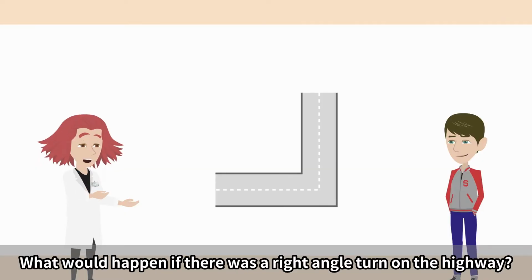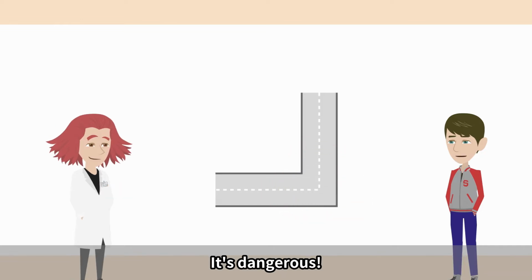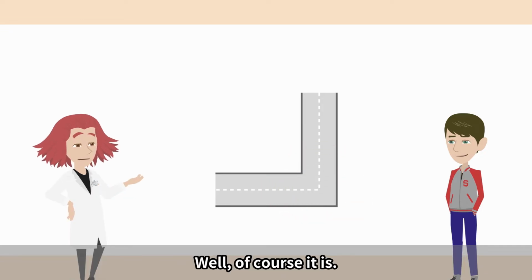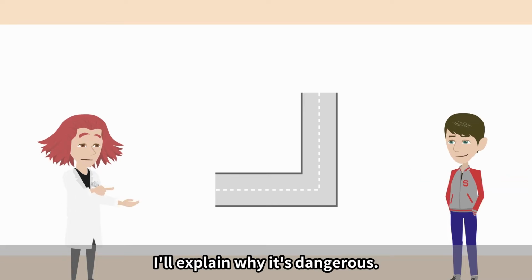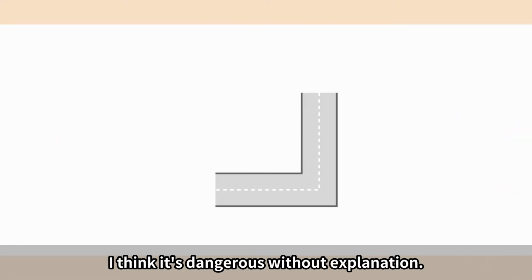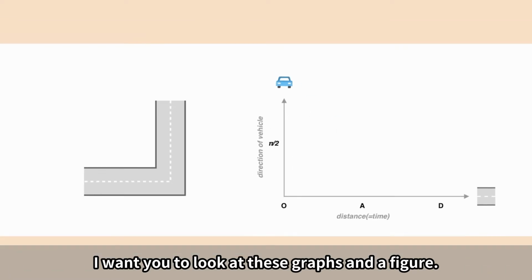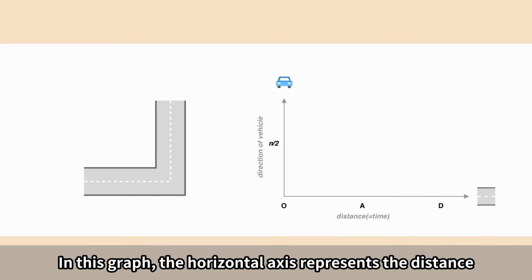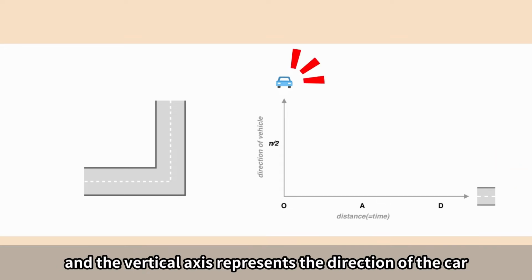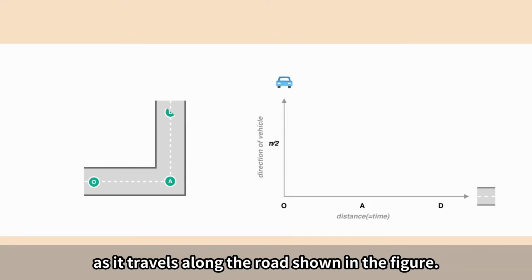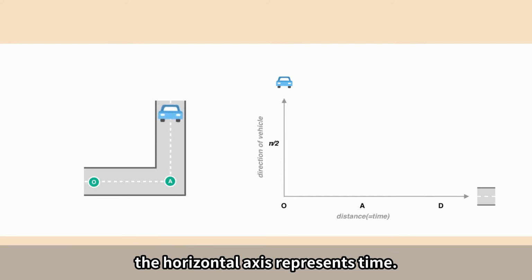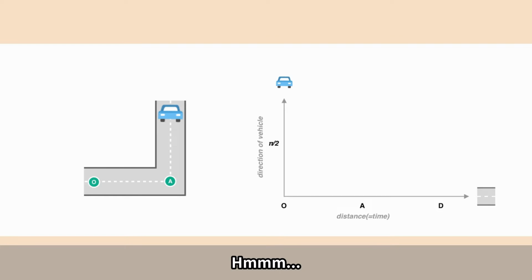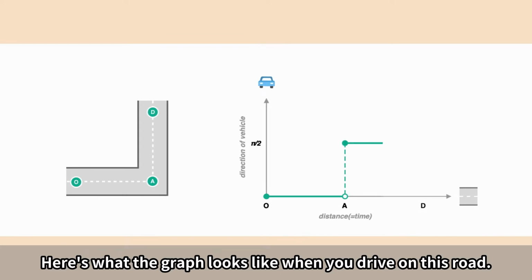What would happen if there was a right-angle turn on the highway? It's dangerous. Well, of course it is. No, what are you talking about? I'll explain why it's dangerous. I think it's dangerous without explanation. I want you to look at these graphs and a figure. In this graph, the horizontal axis represents the distance, and the vertical axis represents the direction of the car, as it travels along the road shown in the figure. If the car is driving at the same speed all the time, the horizontal axis represents time. Here's what the graph looks like when you drive on this road.